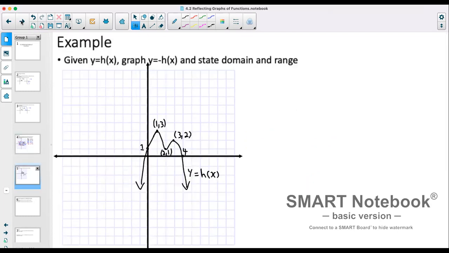Next example, given the graph of h of x, graph negative h of x, and state domain and range. So key thing here is we can see that the minus is outside our function. So that's reflecting it over x-axis, which means only our y values are going to be changed. So this y-intercept of 1 becomes -1. If we're at (1, 3), we end up at (1, -3). (2, 1) becomes (2, -1). (3, 2) becomes (3, -2).